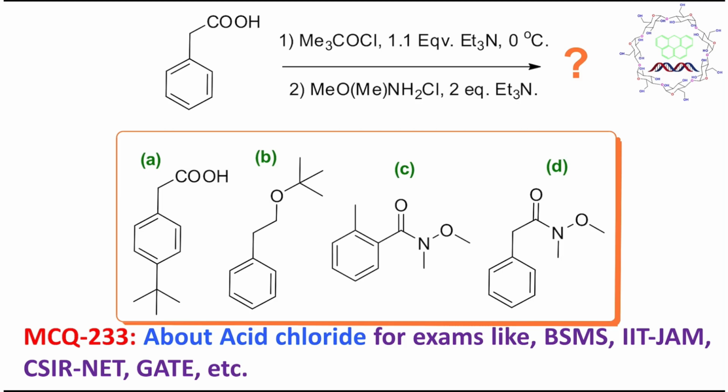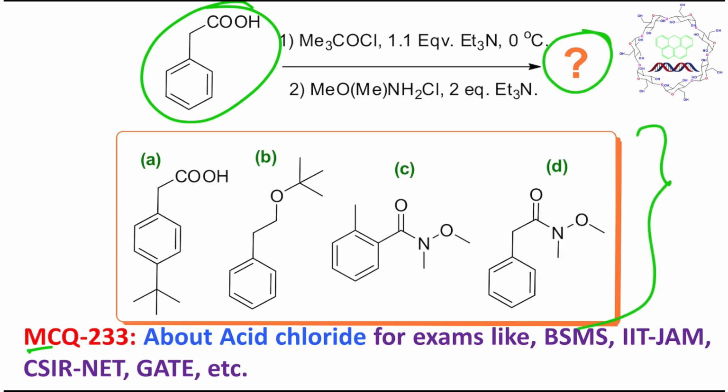Today's topic of discussion is one MCQ in front of you. So you can see the question. This is phenylacetic acid reacting with these two steps and producing one major product, and you have to say what the major product is. Here four options are provided. One of them is the right answer.